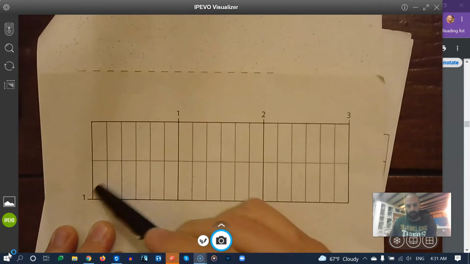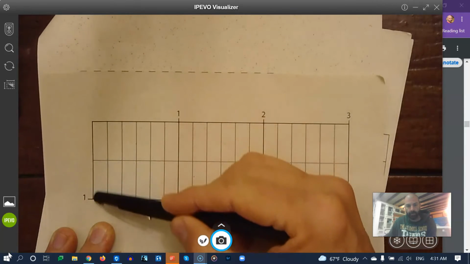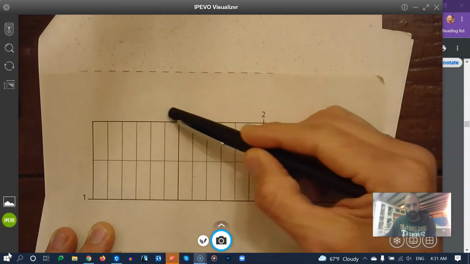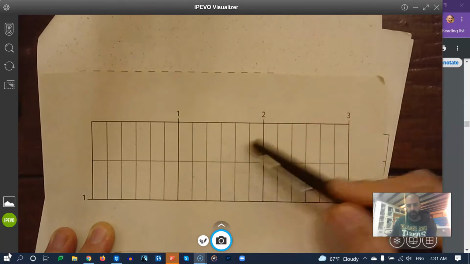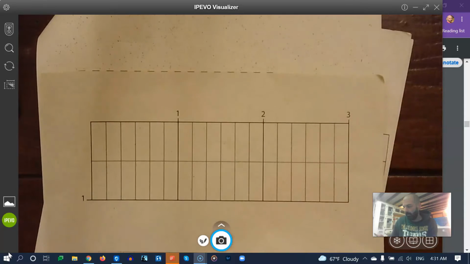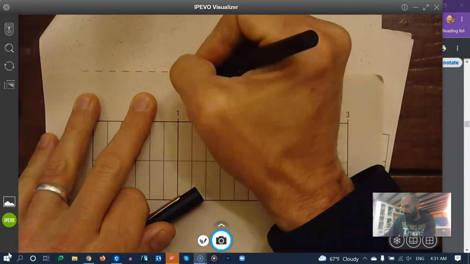All right, so hopefully what you notice is we have one unit here, one linear unit, and this is one linear unit. So each of these is a 1 by 1 square, and there are 3 of them. So this whole thing is 3 square units.